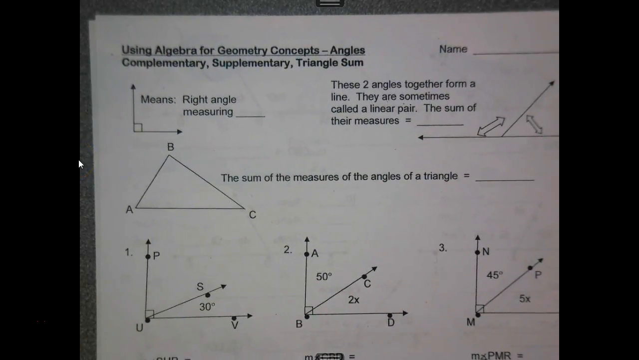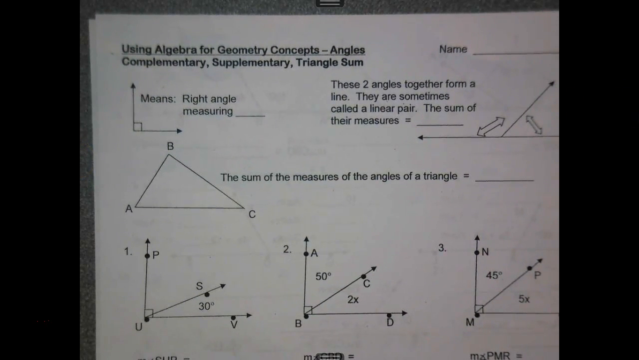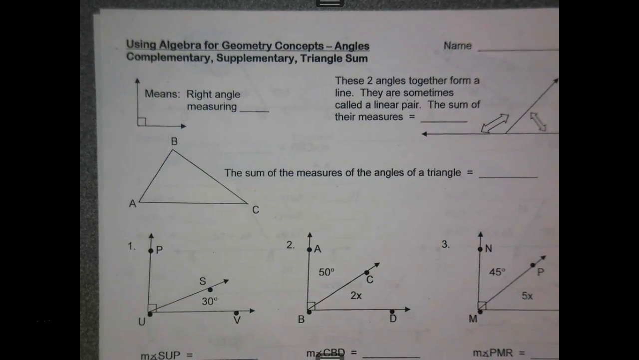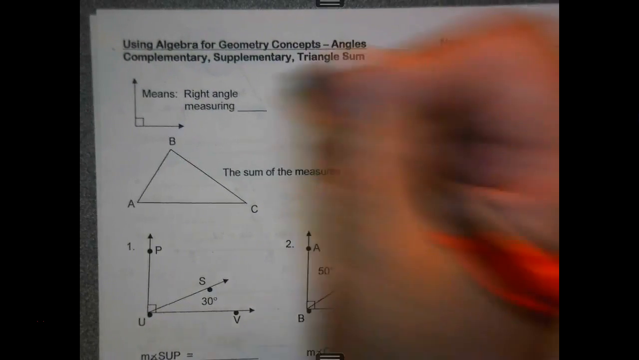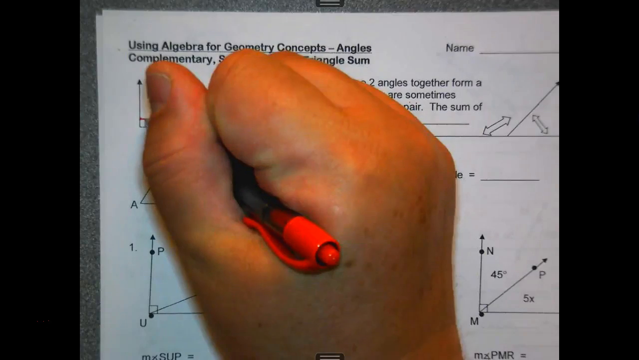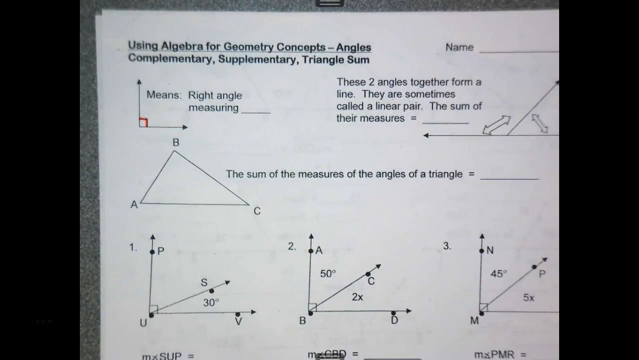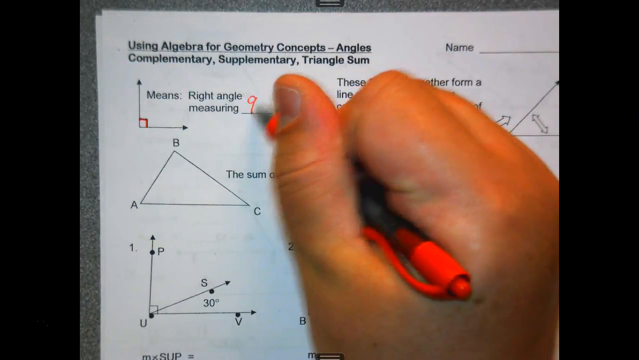All right, using algebra for geometry concepts: angles, complementary, supplementary, triangle sum. When I have a little box in the corner of an angle, what does it mean? Right angle. How much is that right angle? Very good.